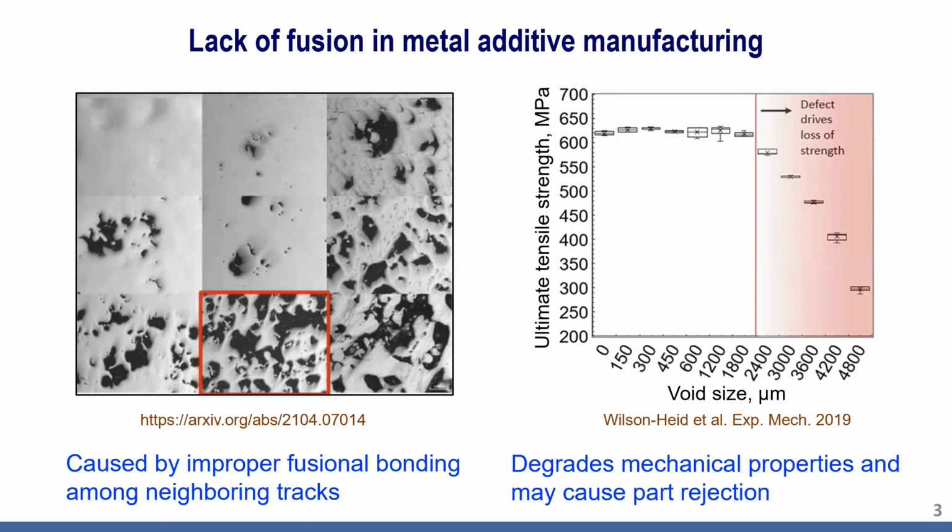What you don't see here is that the fatigue properties are also affected by the lack of fusion voids. So this is a serious difficulty in the additive manufacturing of metallic components.